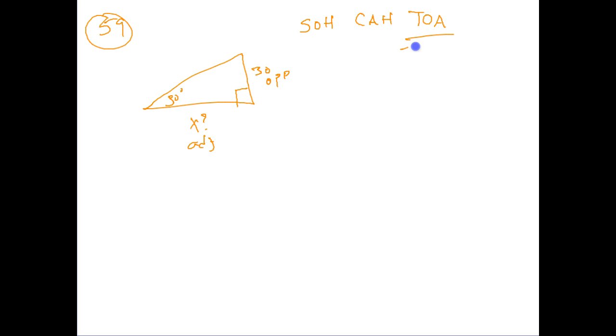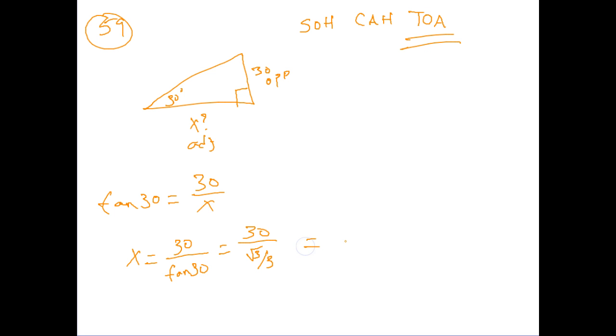side. Well, that's tangent. So we know that tangent of 30 is going to equal 30 over x. And so x will equal 30 divided by the tangent of 30, which we can look at our table, the tangent of 30 is actually radical 3 over 3. And so if we simplify this, we get 30 radical 3.